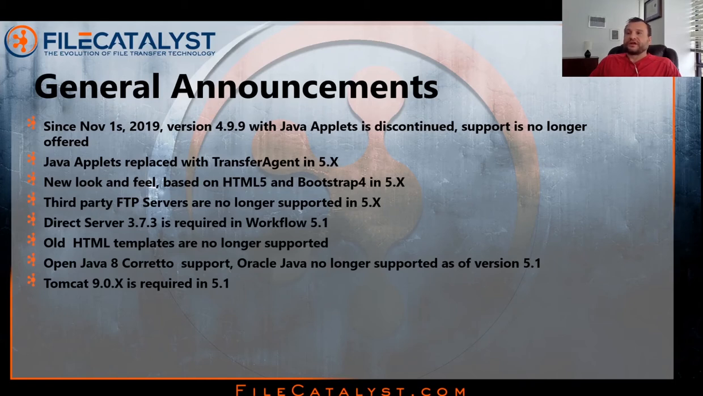So you will have to do a bit of work. Finally, if you're upgrading to Workflow 5.1, we dropped support for Oracle Java. We now only support OpenJDK 8. We prefer Corretto, which is an Amazon build of OpenJDK, and we recommend OpenJDK Corretto as our main target. Also, Tomcat 9.0.x is required in 5.1. So again, if you're running an older Tomcat, you'll have to upgrade your Tomcat and your Java, and then you can drop in the new WAR file.